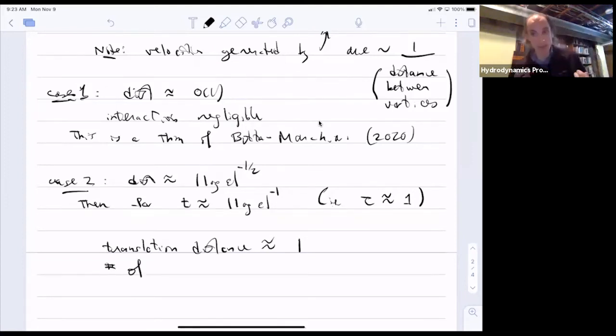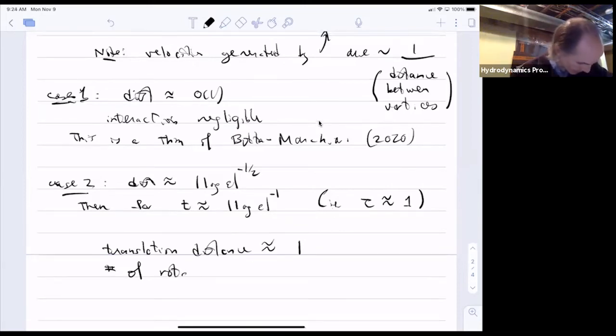So let me imagine I have 2 vortices, just 2, and the effect of the second term will be to cause them to rotate around each other if they have the same sign. The number of rotations. Well, let's see. The distance is 1 over the square root of log, and the rotational velocity is the inverse of that, square root of log.